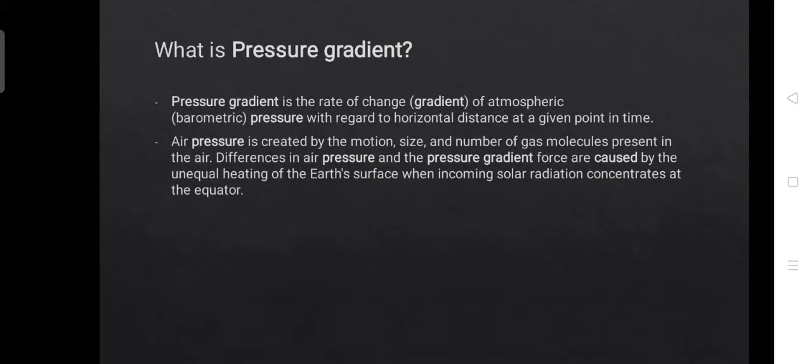So, what is pressure gradient? Pressure gradient is the rate of change of atmospheric barometric pressure with regard to horizontal distance at a given point in time. Air pressure is created by the motion, size, and number of gas molecules present in the air. Differences in air pressure and the pressure gradient force are caused by the unequal heating of Earth's surface, with incoming solar radiation concentrated at the equator.